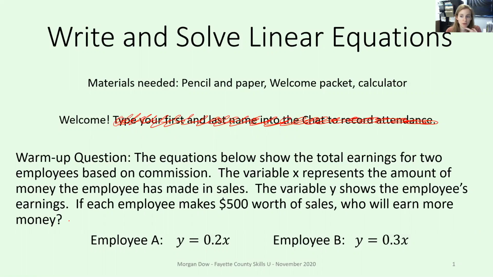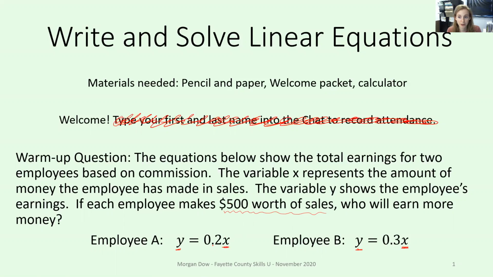So let's think about this here. If you've ever worked on commission, and this situation might sound familiar to you, when you work on commission, usually you earn some percent of your sales. So if we look at these 2 equations, I see that this is saying employee A's earnings are equal to 0.2 times the amount of sales, the amount of money they make in sales. And then for employee B, their earnings are equal to 0.3 times the amount they make in sales.